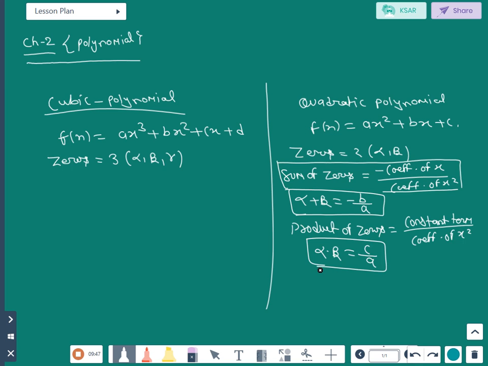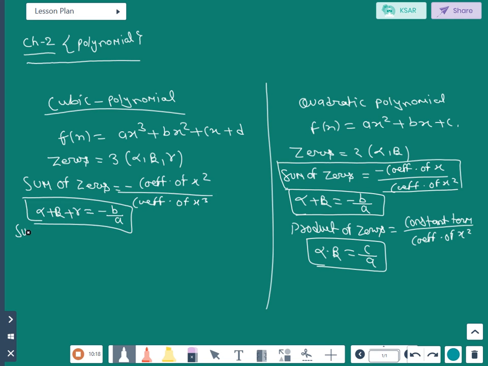Now the same we will discuss in the cubic polynomial. Firstly we will calculate the sum of zeros. Sum of zeros always starts with a negative sign: minus coefficient of x square divided by coefficient of x cube. So alpha plus beta plus gamma is equal to minus b by a.